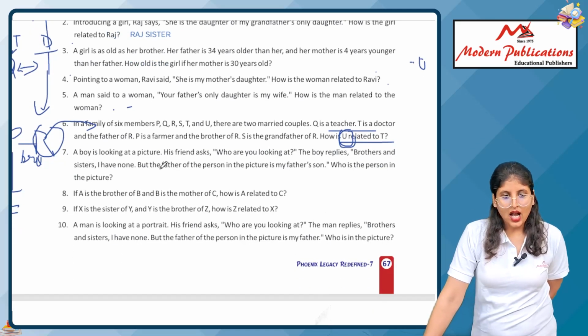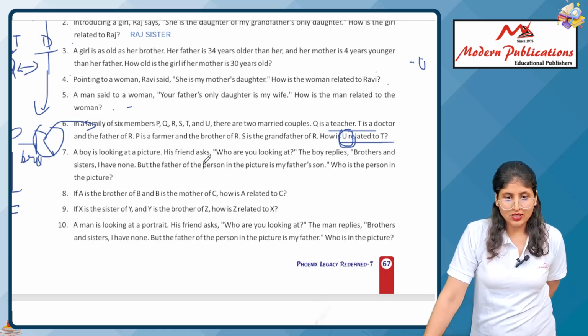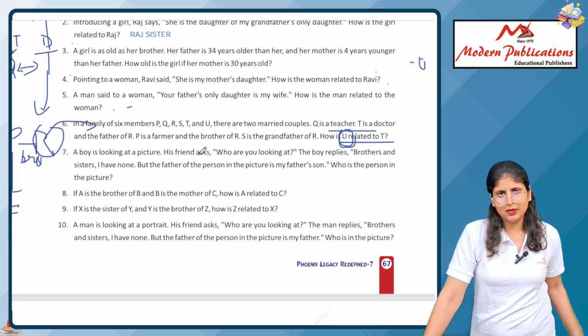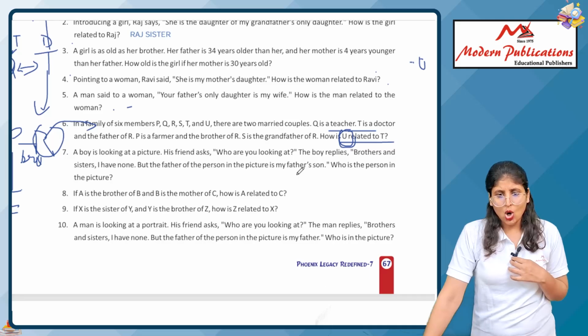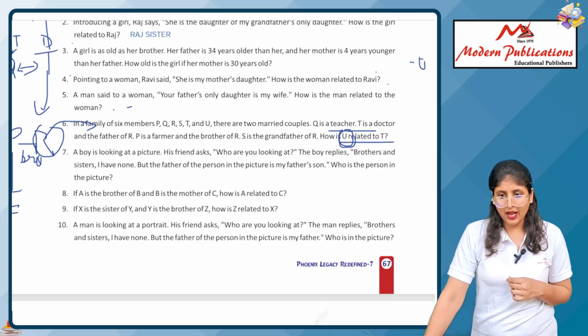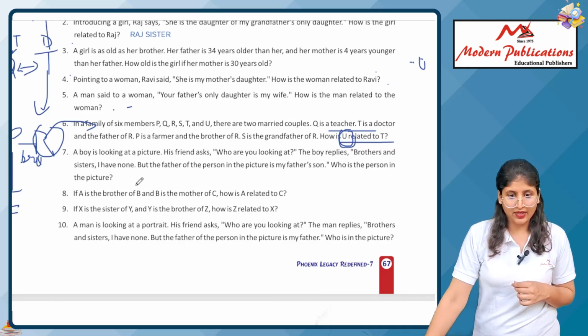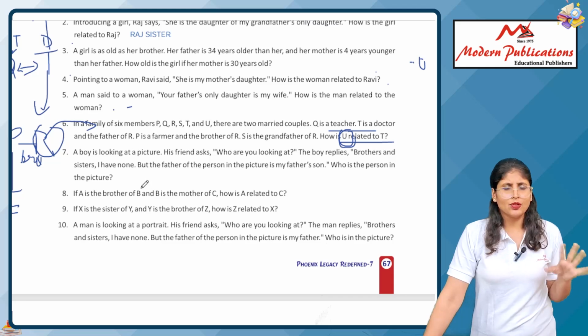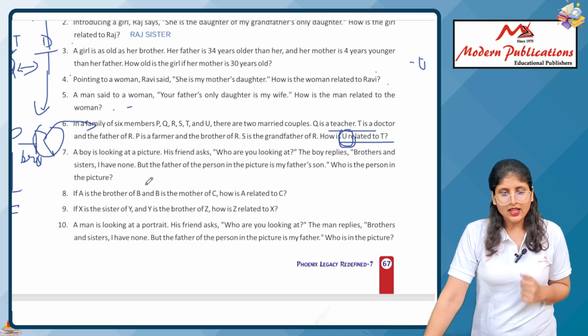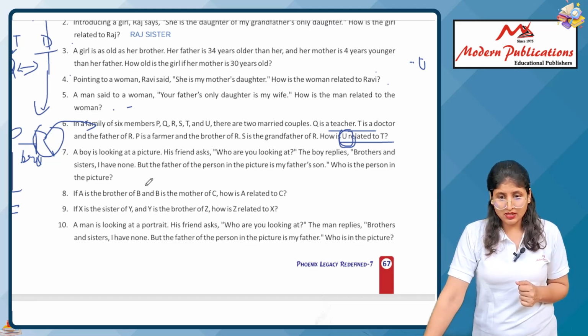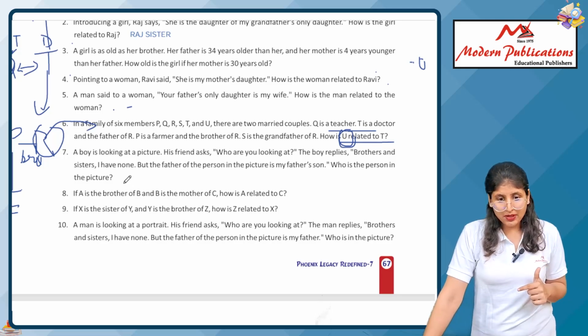Okay, a boy is looking at a picture. His friend asks, who are you looking at? The boy replied, brothers and sisters, I have none, but the father of the person in the picture is my father's son. My father's son is me. Who is the person in the picture? That is their son. Okay, next is A.